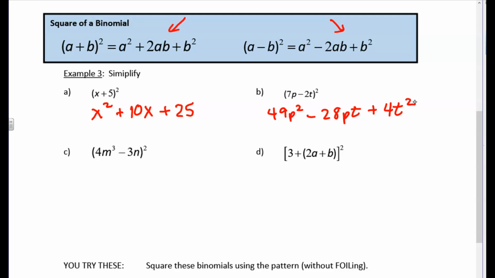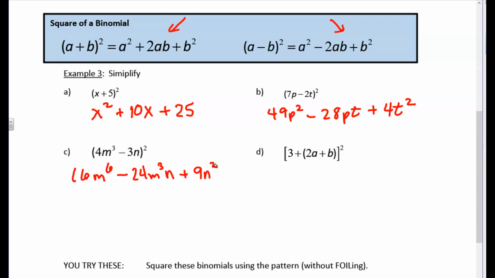Now, let's take a look at this one here: (4m cubed - 3n) squared. We square the first piece, which is 16m to the 6th. Minus, we do 2 times a times b, so 2 times 4m cubed times 3n, which gets me 24m cubed n. And then we square the last piece, which becomes plus 9n squared.